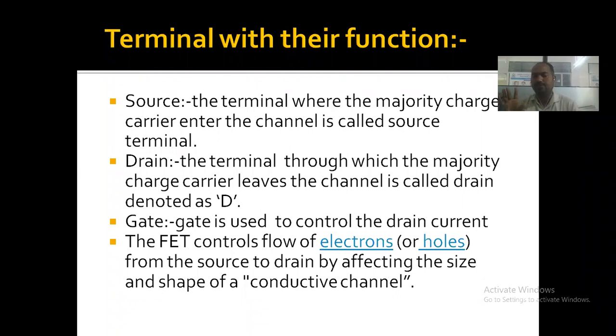Due to the application of gate to source voltage, the size of the channel changes. The channel is the area where a large number of free electrons and holes enter, right? So this is nothing but a channel. The channel is the area for the flow of electrons. The size of that particular channel is decided by the gate terminal. Whatever voltage is applied across gate to source decides the flow of electrons and holes.